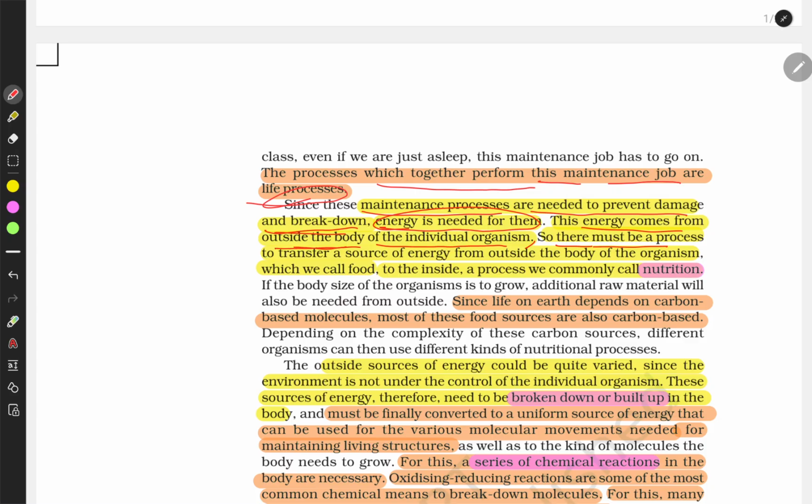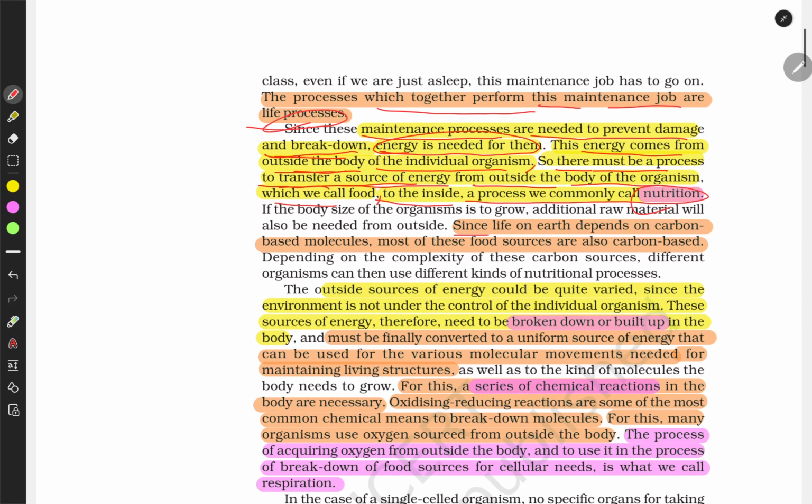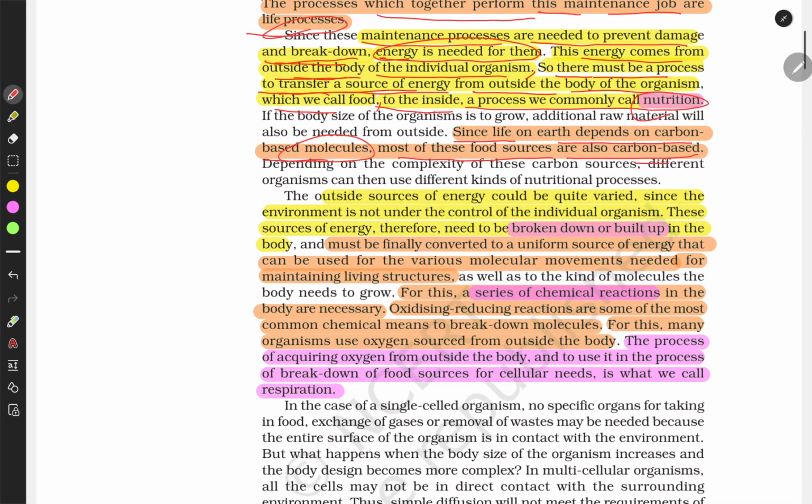So there must be a process of transfer of a source of energy from outside the body to the inside of the organism, which we call food, and this process is commonly known as nutrition. Since life on earth depends upon carbon based molecules, most of these food sources are also carbon based. The outside sources of energy could be quite varied, since the environment is not under the control of the individual organism.